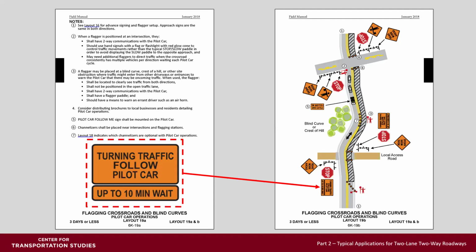Layout 19, note 2 provides instructions to the flaggers at intermediate intersections. You will notice that at lower volume local access roads, rather than having a flagger there, there's a special sign, turning traffic, follow pilot car, instructing them that there might be up to a 10-minute wait for that pilot car to come by.